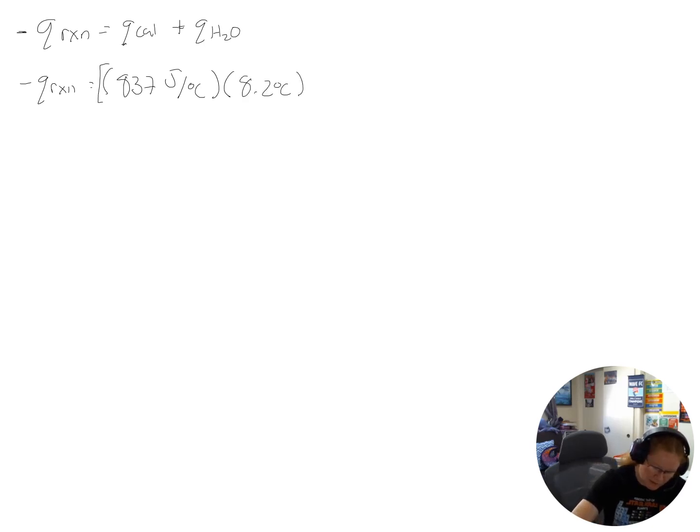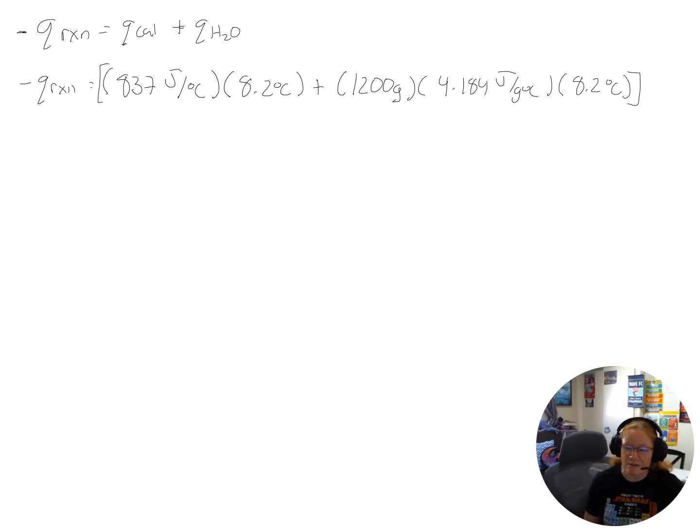You can go back and calculate that if you want. All right, and then our water, we had 1,200 grams, 4.184 joules per gram degree Celsius. And we also had the same 8.2 degrees Celsius. When you do these bomb calorimeter problems, the delta T is the same for the calorimeter as it is for the water because it's all being done in the same thing. All right, so when we do math, we get 48,033 joules. Okay?